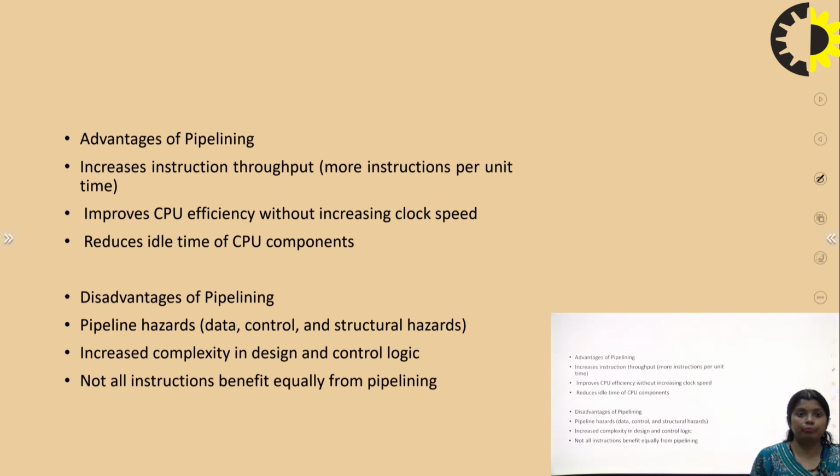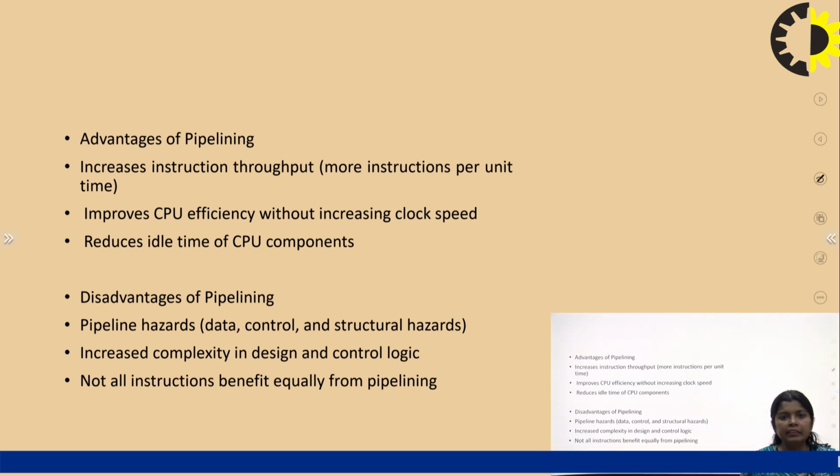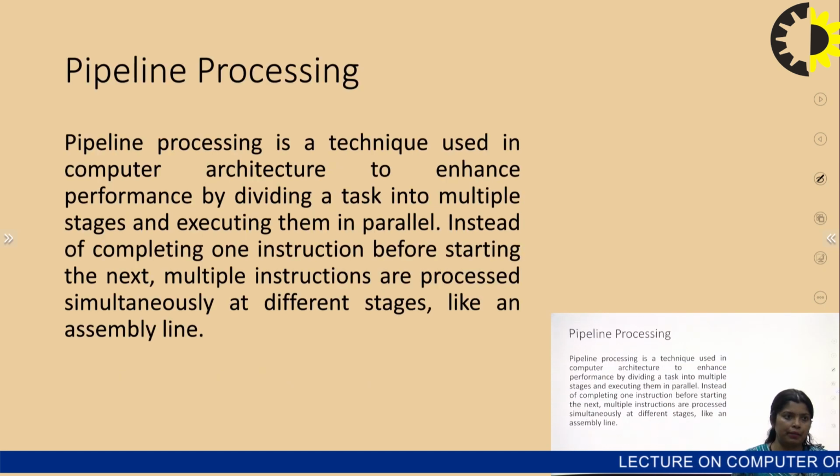Now, there is a pipeline system and there are so many processes, but the cons are also there. What are the disadvantages of pipelining? There are some hazards, data, control or structural hazards. There is also complexity in the design and control logic, and not all instructions benefit equally from pipelining.